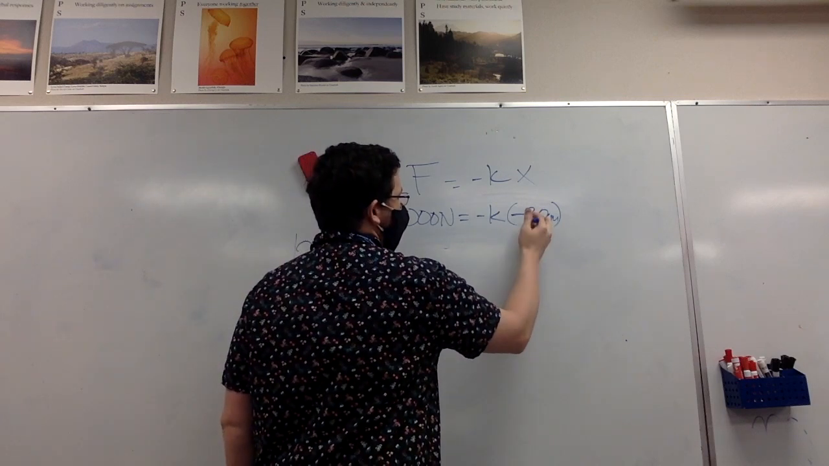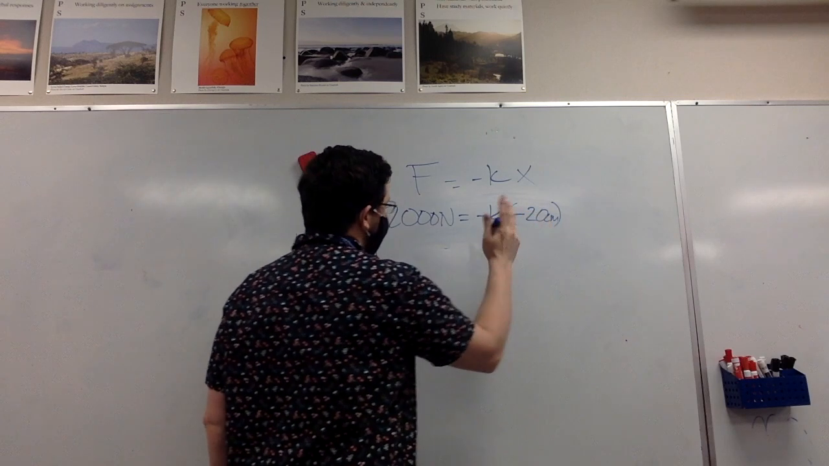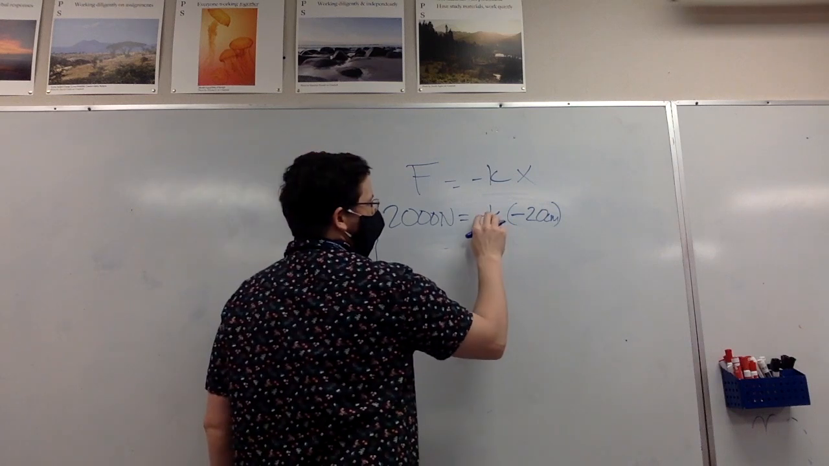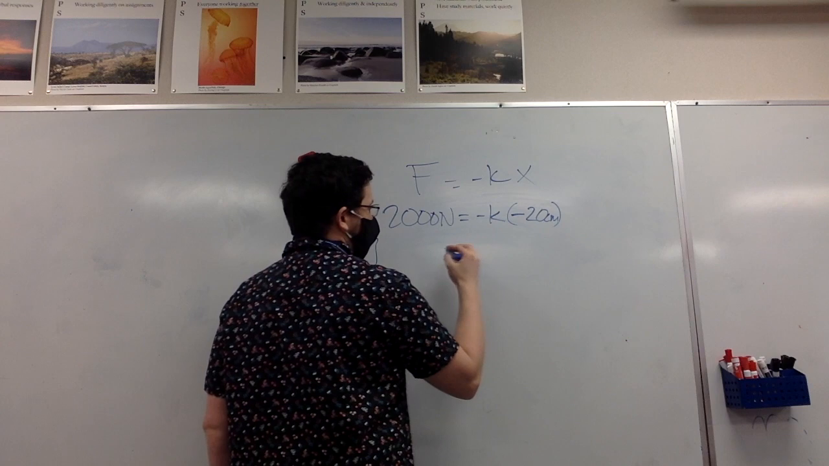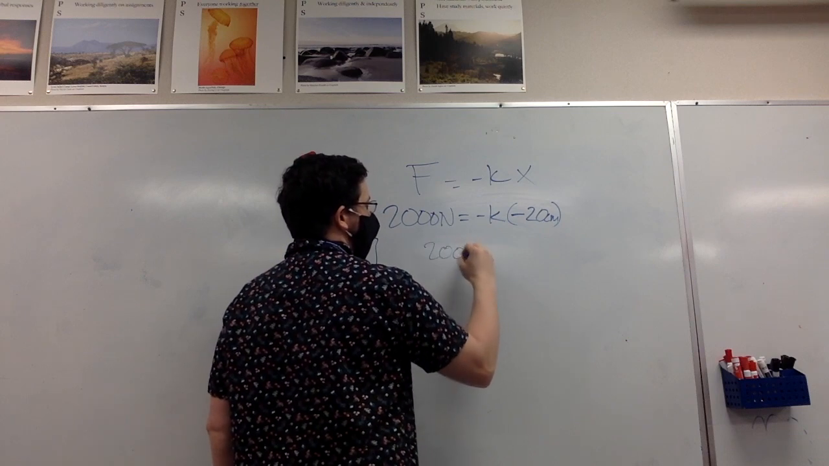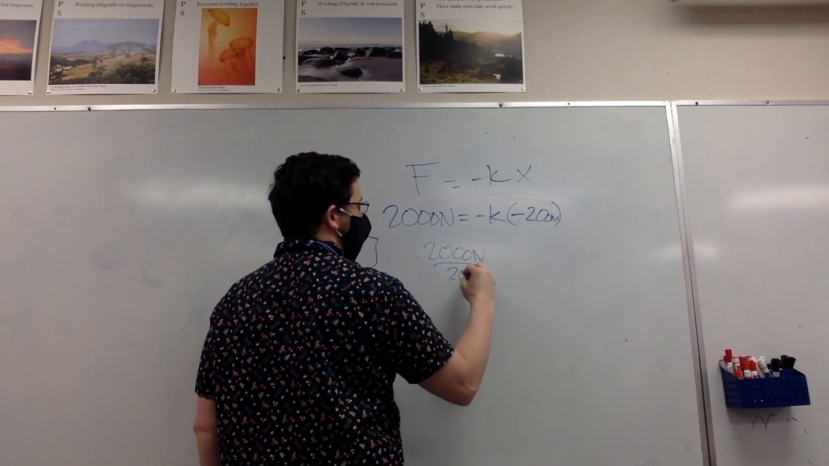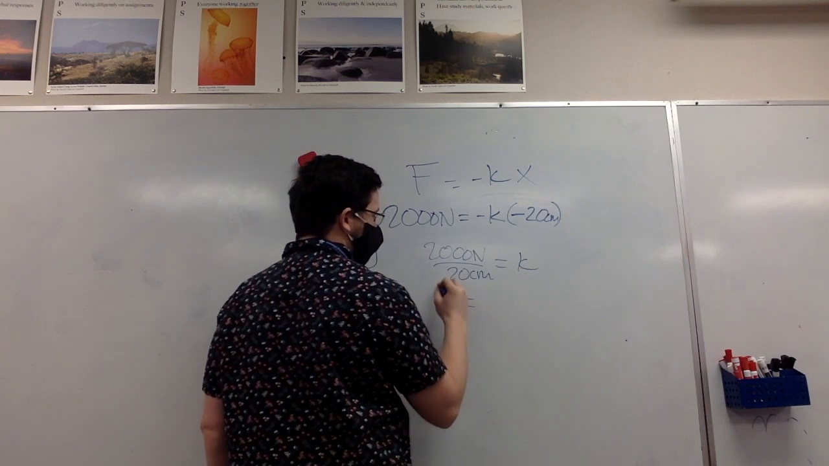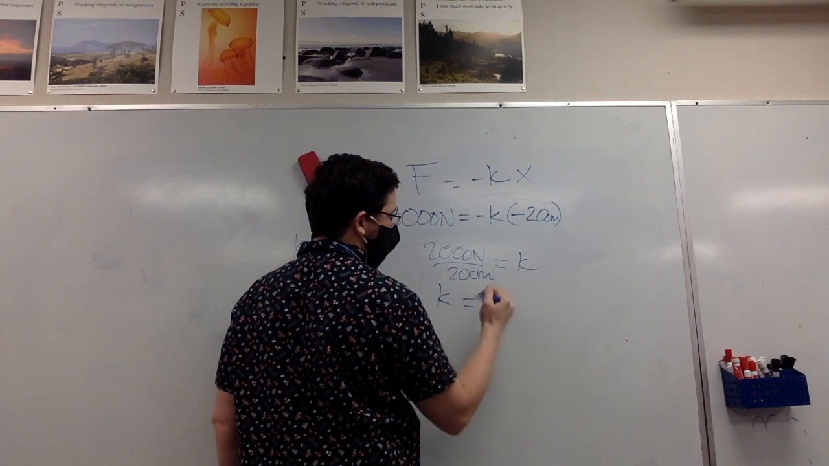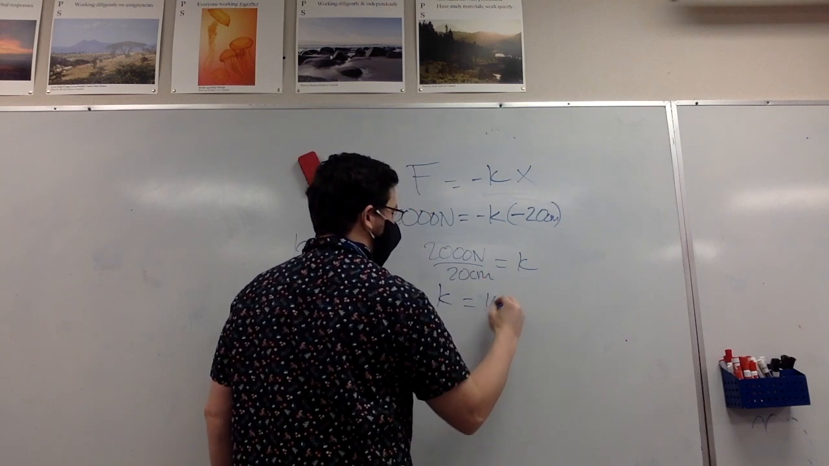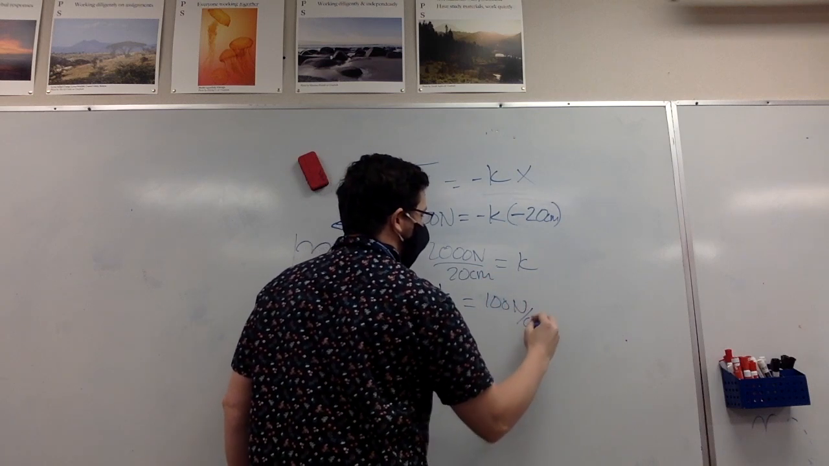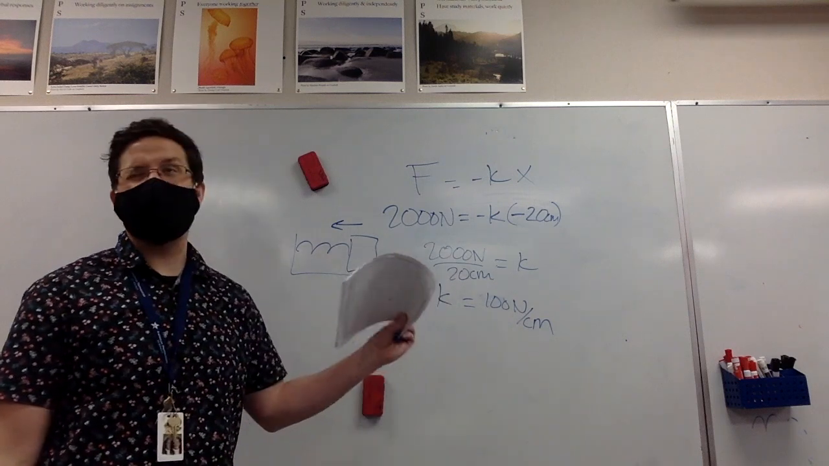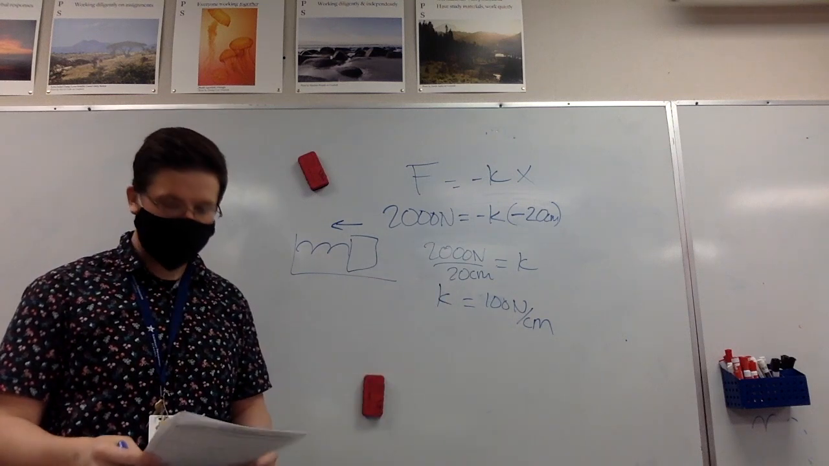This is 0.2 meters. No, don't change it. I'll leave it in centimeters. It makes the math a little bit easier. You already have the answer. So I divide. These negatives will cancel, right? So it's basically going to be 2,000 newtons divided by 20 centimeters gives me K, so K would equal 100 newtons per centimeter. If you did convert to meters, you should end up getting 10,000 newtons per meter.